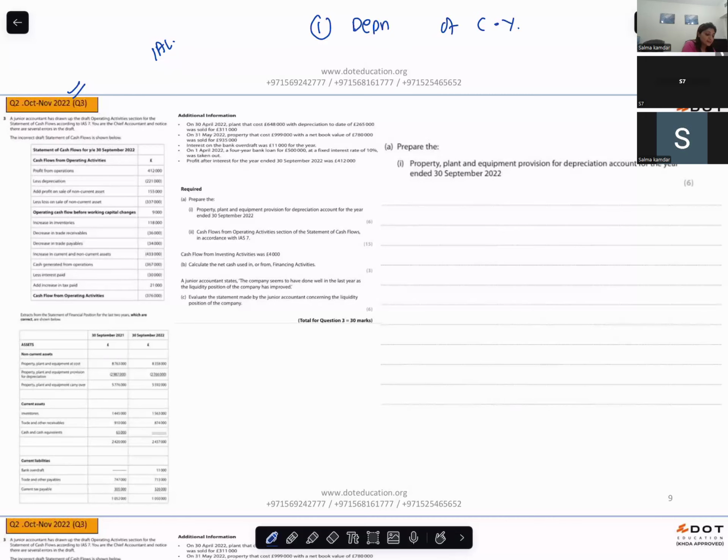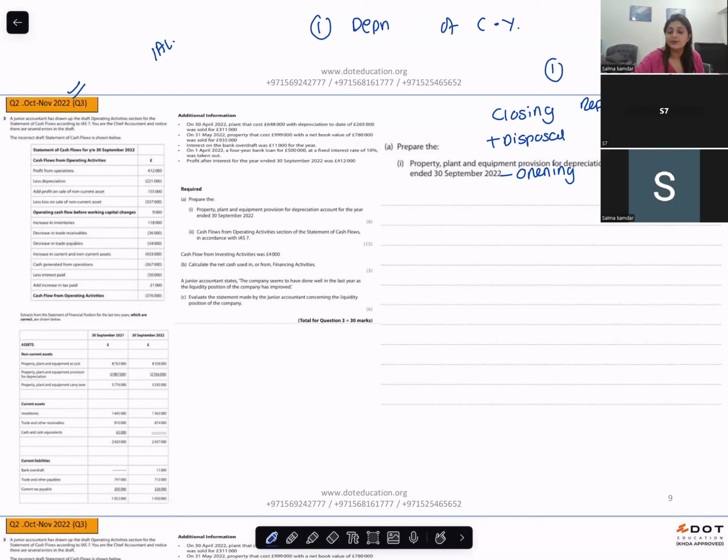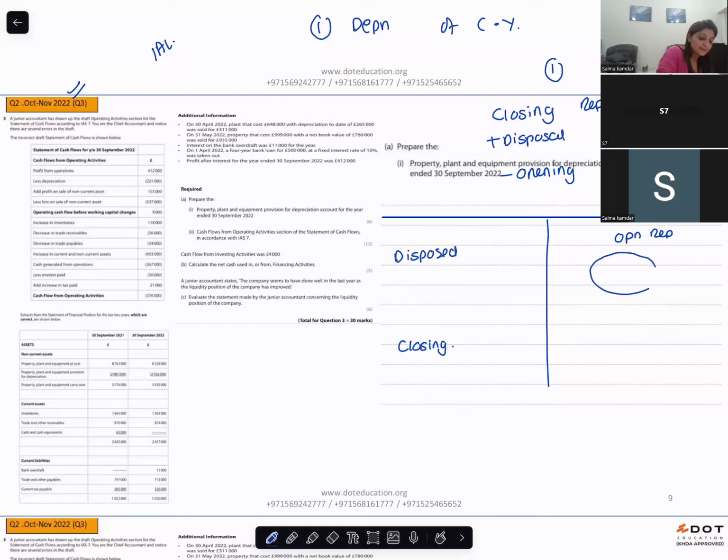For depreciation of current year, you do closing plus depreciation provisions plus the disposal depreciation minus the opening depreciation. This is one way where you just have to find out the depreciation of current year to add to your profit before interest and tax. Are you with me? The other way to make the provision for depreciation account is your opening accumulated depreciation year, closing depreciation year, depreciation on the asset disposed over here. So you get the depreciation of current year. Are you with me?